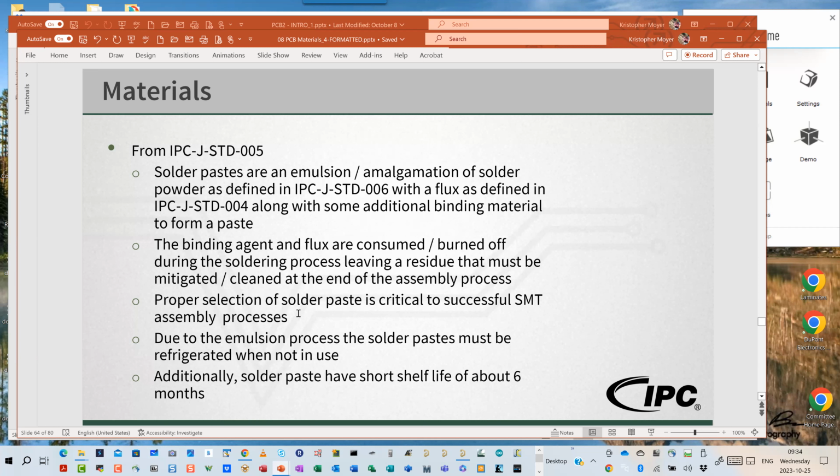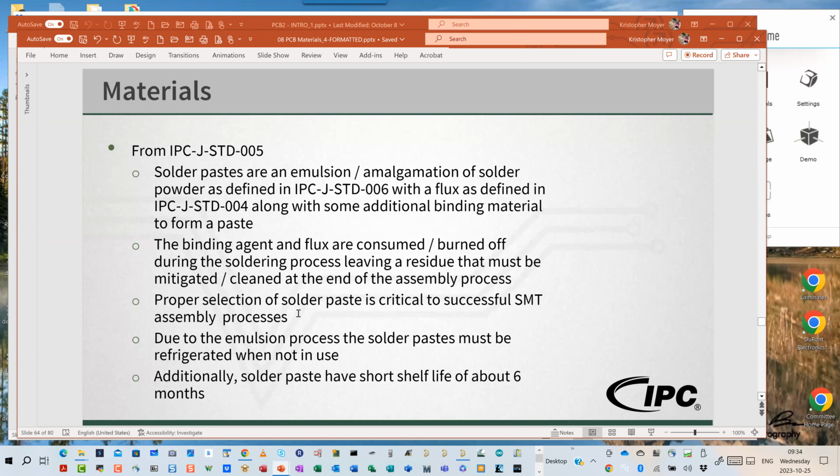The binding agent and flux are consumed or burned off during the soldering process, leaving a residue that must be mitigated or cleaned at the end of the assembly process. Proper selection of solder paste is critical to a successful SMT assembly process. Due to the emulsion process, the solder paste must be refrigerated when not in use.